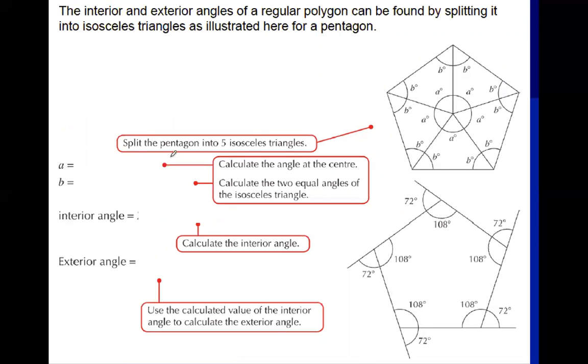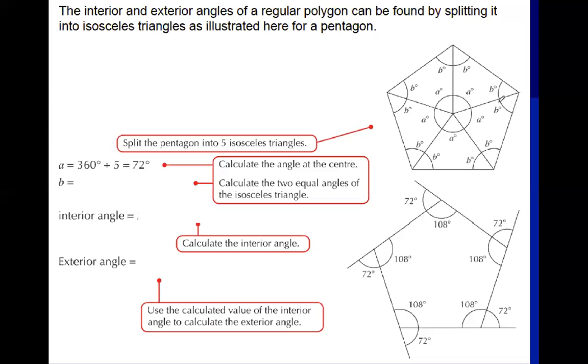You've got interior and exterior angles. They give you a shape, usually a pentagon or an octagon or a shape with equal sides. Because they're equal sides, and you know that the angles around a point make 360, if you've got a pentagon, we've got 5 equal sides, then you can divide that into 5 isosceles triangles. So A is just 360 divided by 5. That's how you would find that first angle.